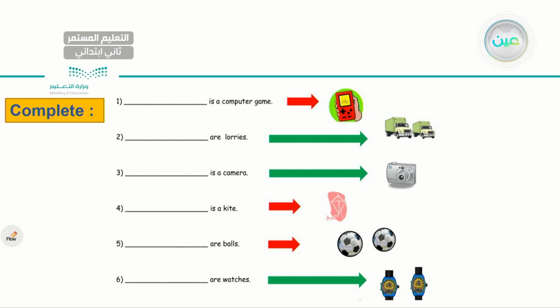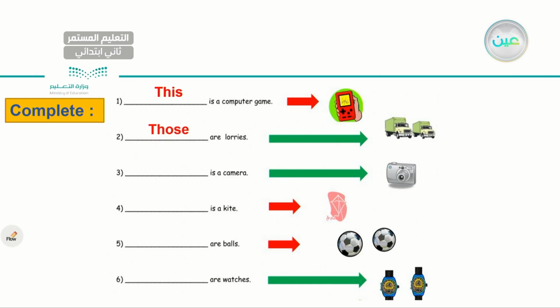Some examples. Number 1 is a computer game. What do you think? I have one. So this is a computer game. Very good. Next one, I have lorries or trucks. What do you think? These or those? Those are lorries. Very good, because they are far away.